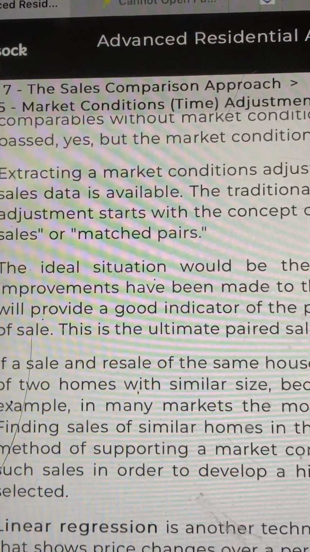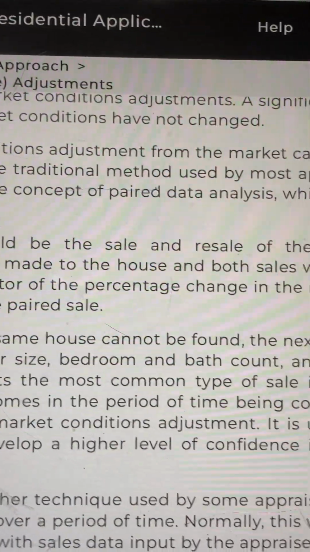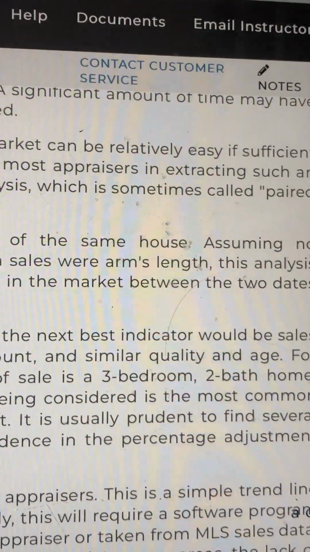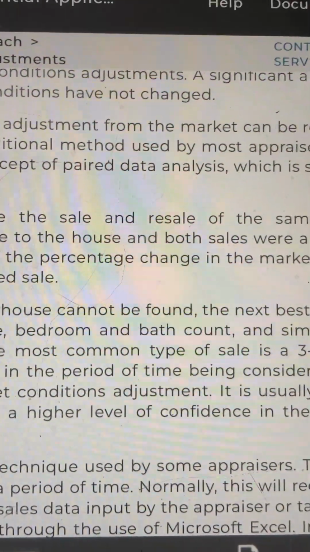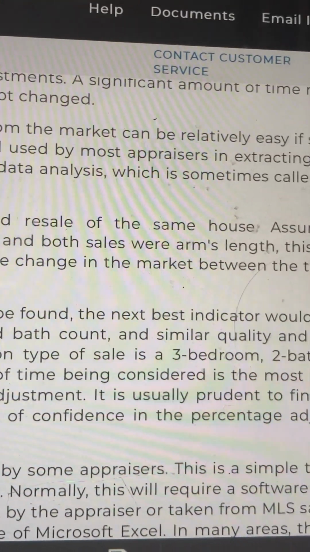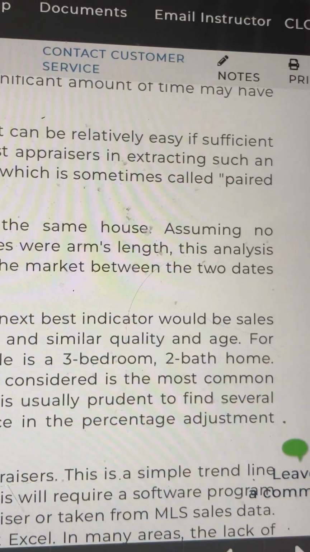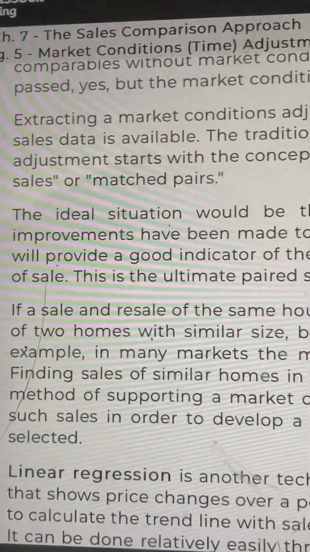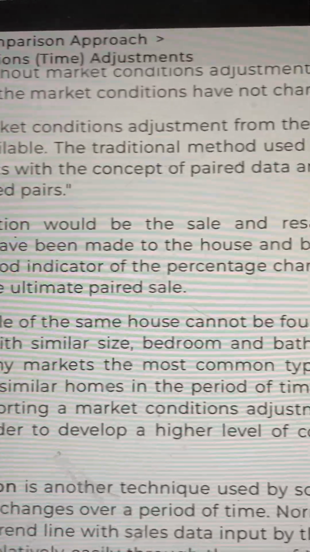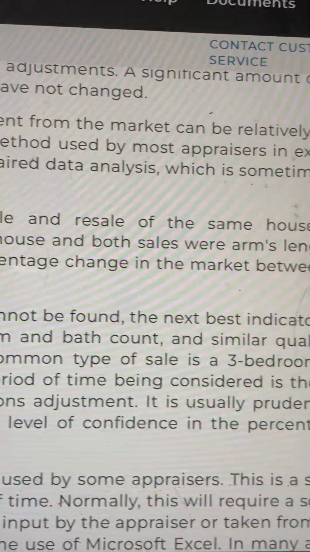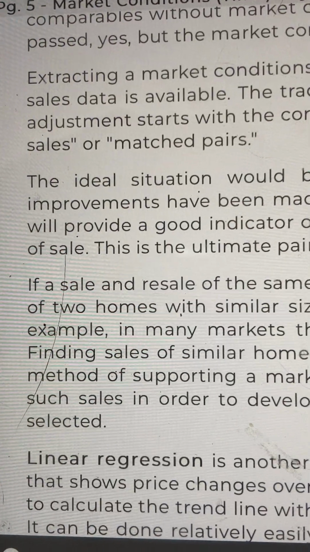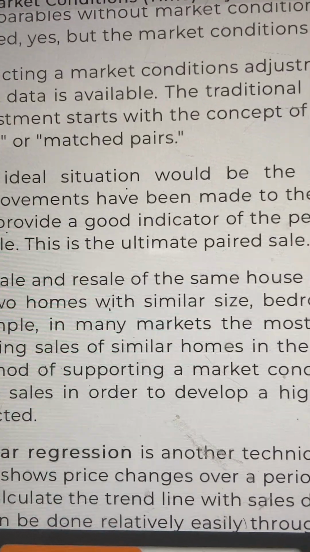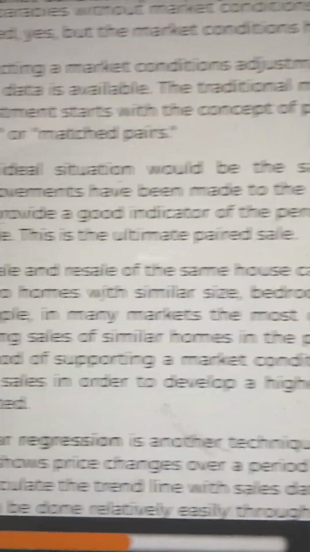The ideal situation would be the sale and resale of the same house, assuming no improvements have been made to the house and both sales were arm's length. This analysis will provide a good indicator of the percentage change in the market between the two dates of sale. This is the ultimate paired sale.